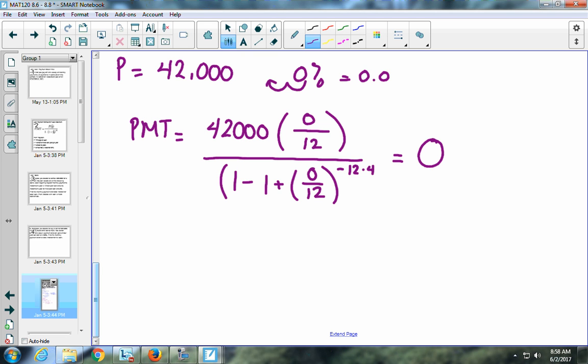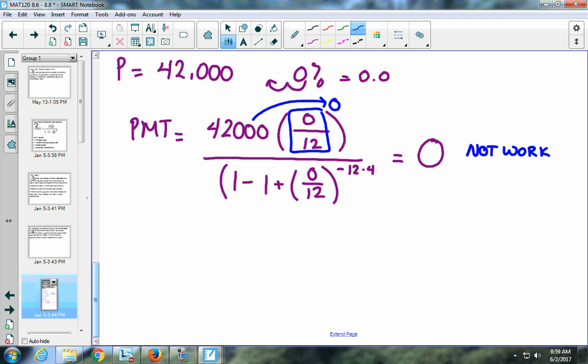Think through this numerator. If we do 0 divided by 12, we're going to get 0. If we do 42,000 times 0, we get 0. And 0 divided by anything is just 0. So it would be very nice if they would just give us this car for free, if our payment was actually $0. But unfortunately, that's not going to happen. So this equation does not work. And it's because that interest rate is 0.